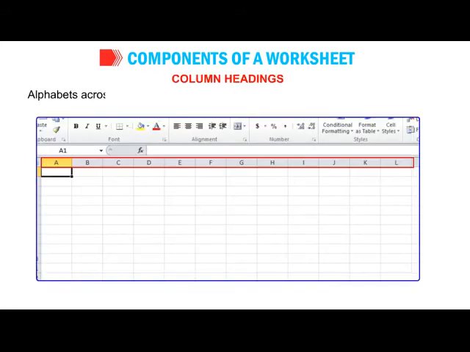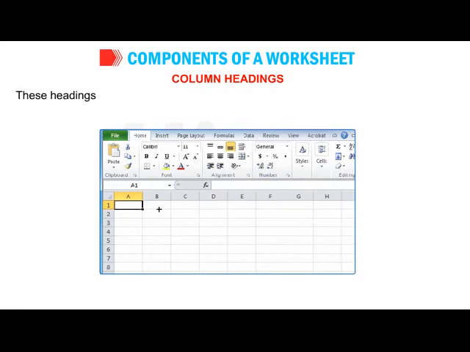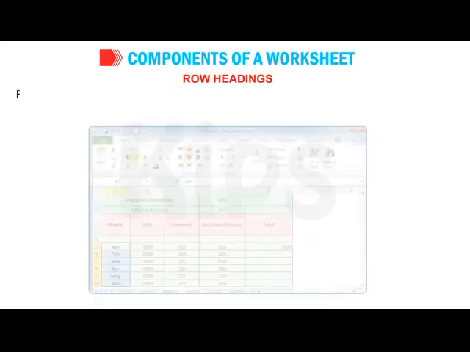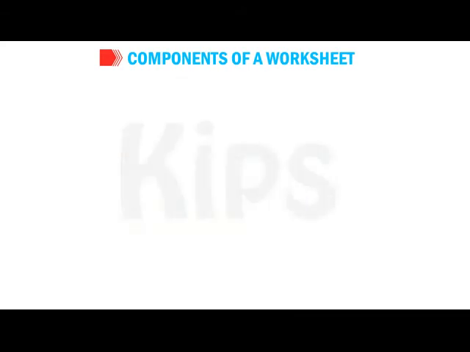Column headings. Alphabets across the top border of each worksheet are called column headings. These headings identify columns with letters A to Z, AA through AZ, and up to XFD, for a total of 16,384 columns. Row headings. Row headings are the numbers marked as 1 to 1,048,576 along the left border of the worksheet.